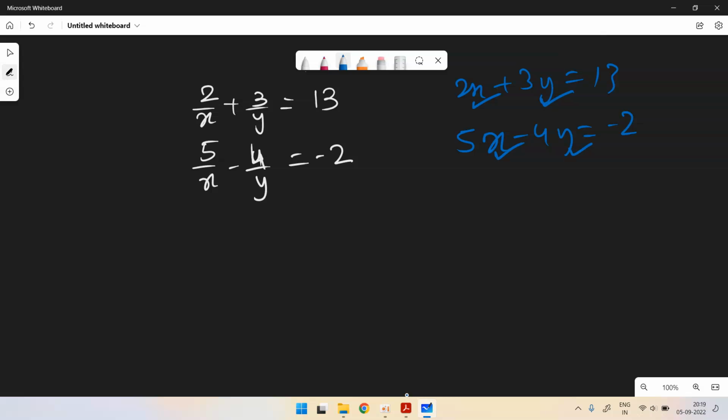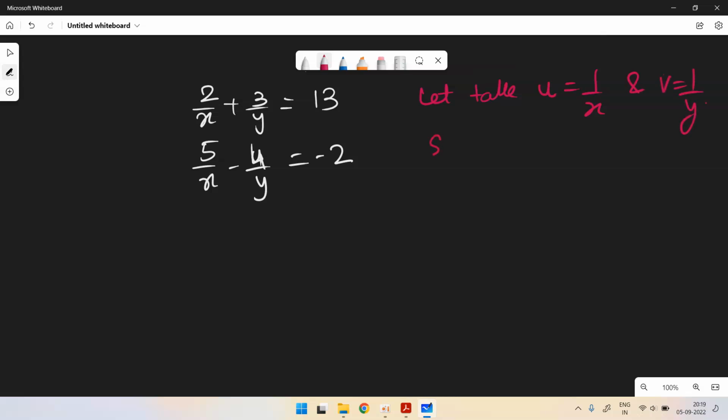But here there is 1 by x. So how can you do this? Yes, the way you do is this. Let us take, or you can say u equal to 1 by x and v equal to 1 by y. Now substituting the values of 1 by x and 1 by y in the two equations. I'm assuming this to be the first equation, this is the second equation.